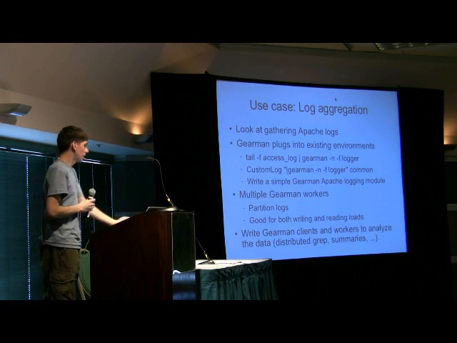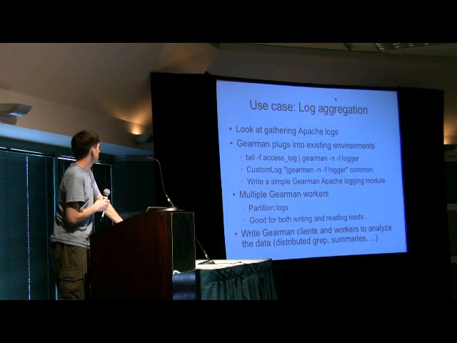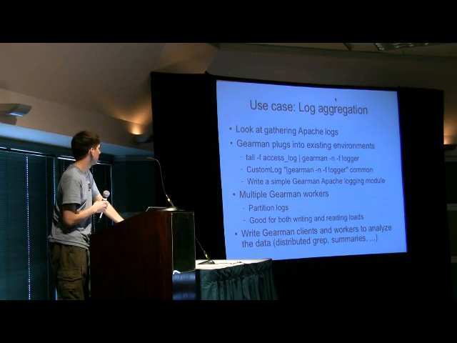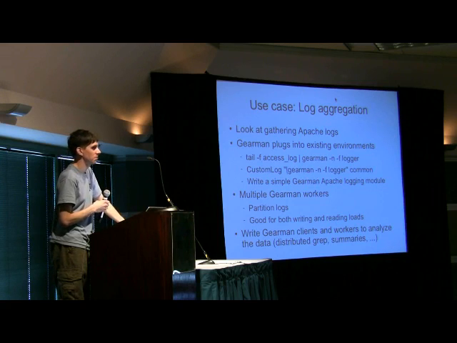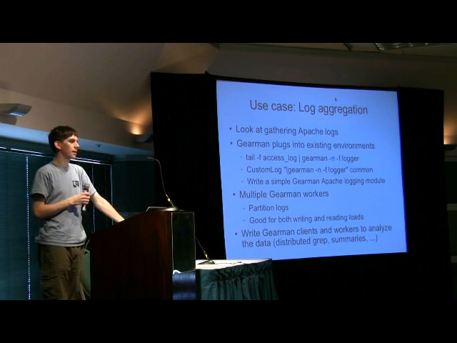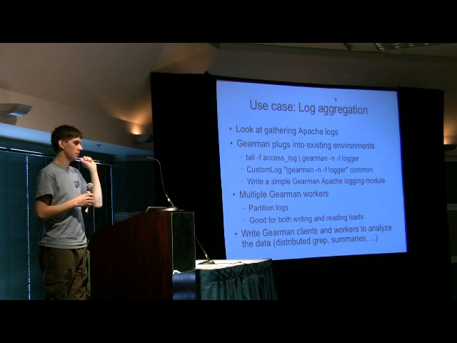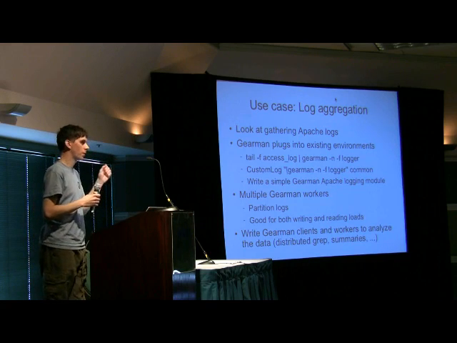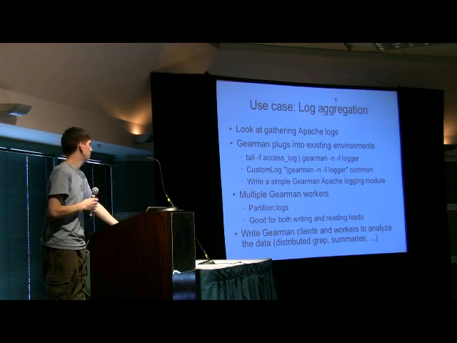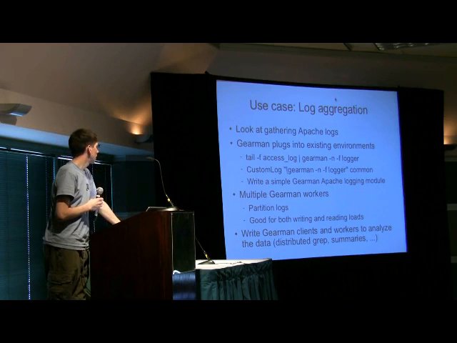So looking specifically at something like Apache logs, using Gearman to plug into the existing environment, you can do something as simple as tail -f the access log and pipe it into the Gearman command line tool. The -n flag means do one job per line. So for every line that appears, it's just going to fire off another job. Otherwise, it's going to wait until you get an end of file. So that -n flag is the line that's in there. And then you run it to a function called log.